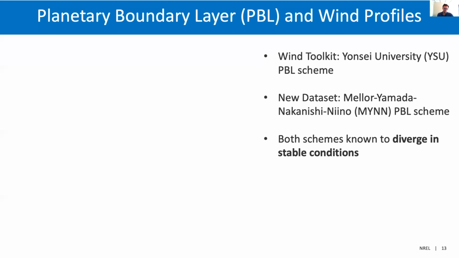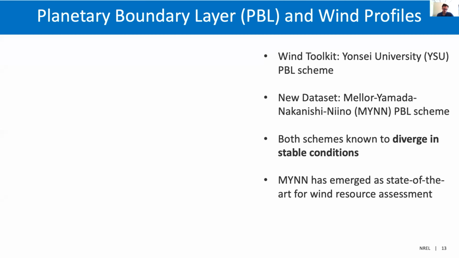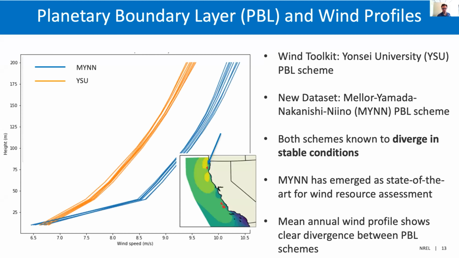Critically, both schemes are known to diverge in stable conditions and perform pretty differently. That said, there's been a lot of research into MYNN over the last 5 years. It's been the focus of a lot of improvement in WRF, and it's really become the state of the art for wind resource assessment and is known to be more accurate in stable conditions. So for these reasons, we went with this scheme as well. And if we actually compare the two, which we did a lot of sensitivity analysis for offshore California, you start to see the impact of a PBL scheme in WRF.